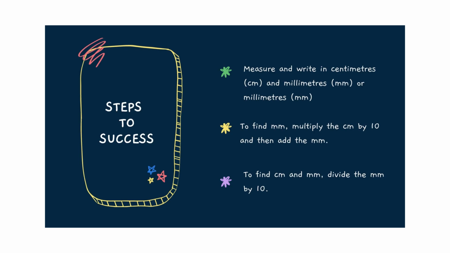The second one is if you want to find millimeters. To convert centimeters to millimeters, you just multiply the centimeters given to you by 10. And if you're given other millimeters, you just add them up. The last one is to find centimeters and millimeters. You are given millimeters, and you are required to convert it to centimeters or centimeters and millimeters. What you do is you just divide the millimeters by 10, and we can see the example later.